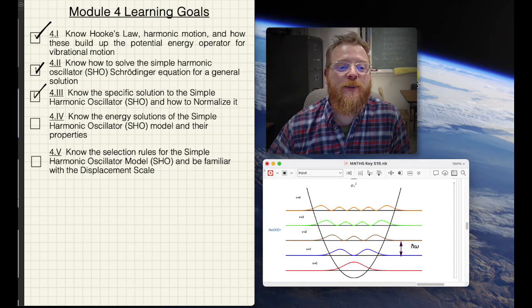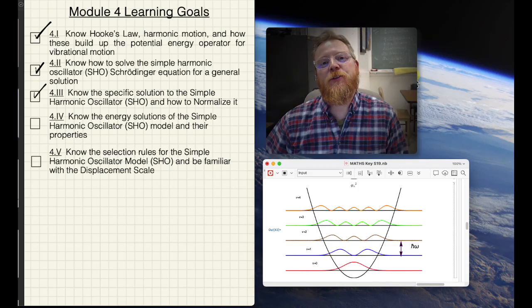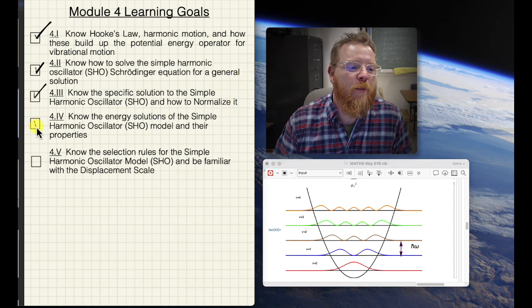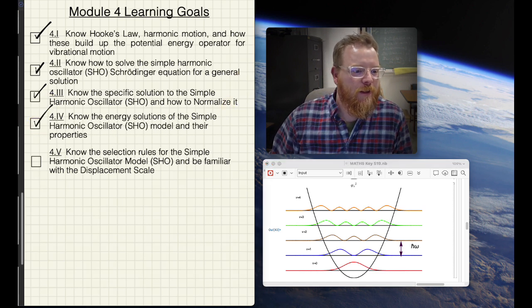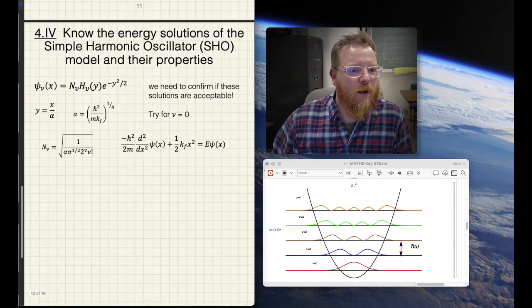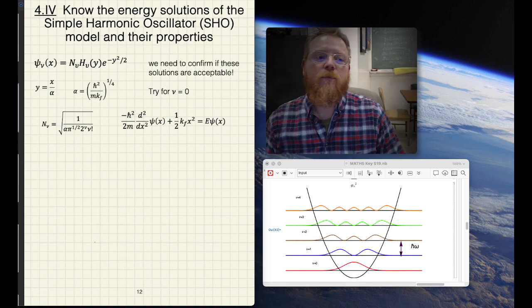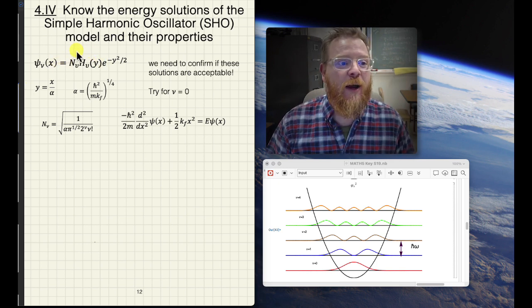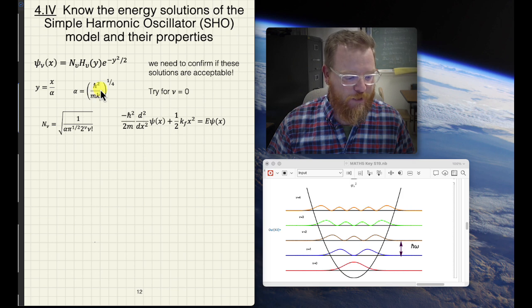Okay, hey folks, let's go over these energy solutions for the Simple Harmonic Oscillator and talk about their properties. Let's find the right slide. Okay, so we have our specific solution, right? With our normalization constant, our Hermite polynomial, and our Gaussian term. We also have our displacement scale here.